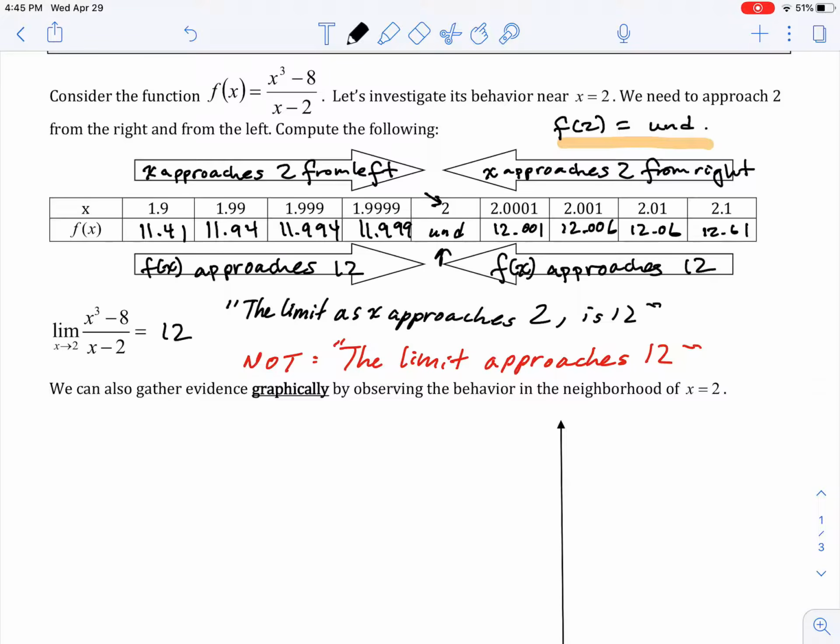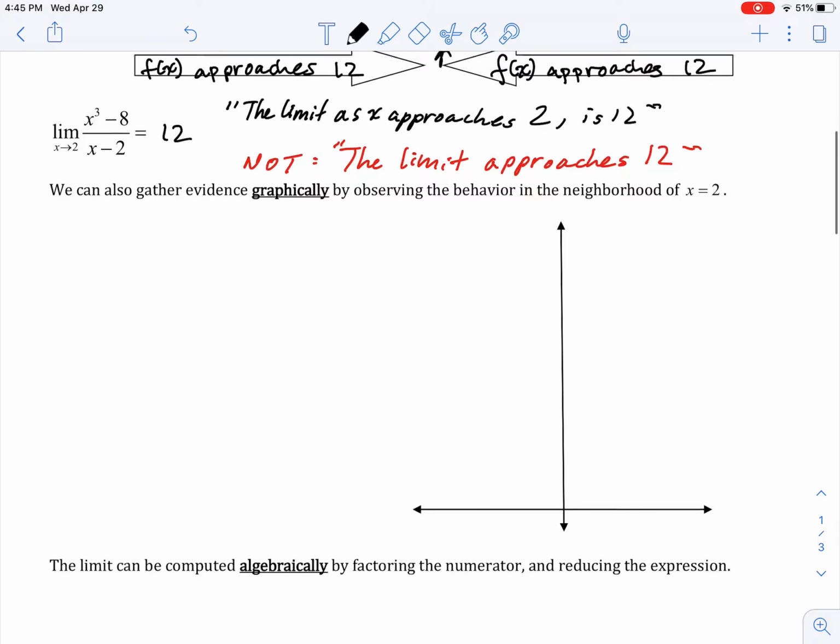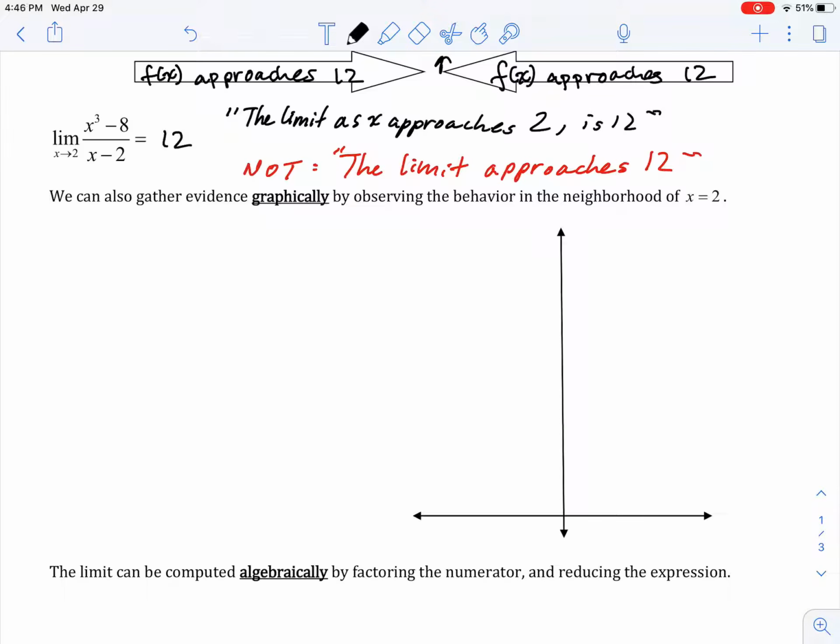Now let's look at evaluating limits graphically. So we're going to take the same exact function. In other words, f of x is equal to x cubed minus 8 over x minus 2. And this might be some nice review for you all the way back to chapter 2 of graphing this rational function. So take a moment right now and see if you can graph this function on your own.